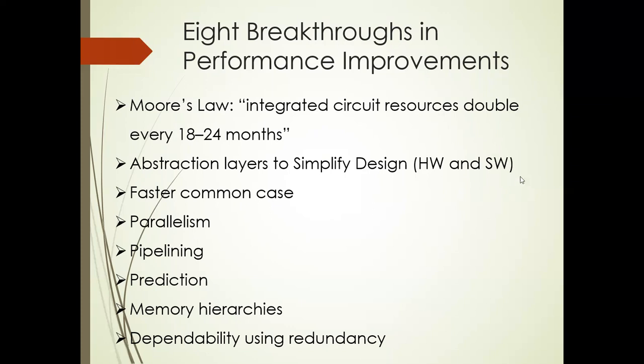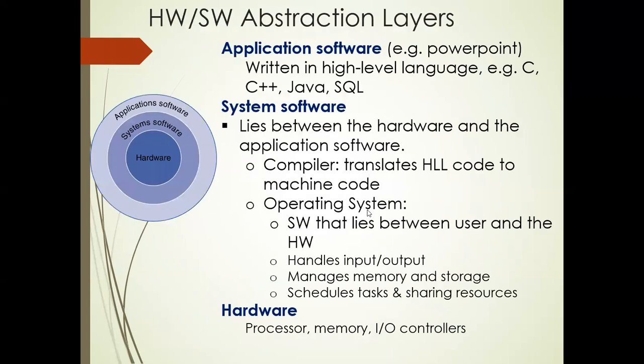I will see it later on, especially when it comes to the software. Faster common case. You also have parallel processing, pipelining, prediction when it comes to the pipelining, memory hierarchies, and dependability using redundancy. So all of these have impacted the performance, or have improved the performance over the years on the processor. Now, when it comes to the abstraction layer, this is typically what you have. You have the lowest part, which is the hardware. Above that, you have the system software.